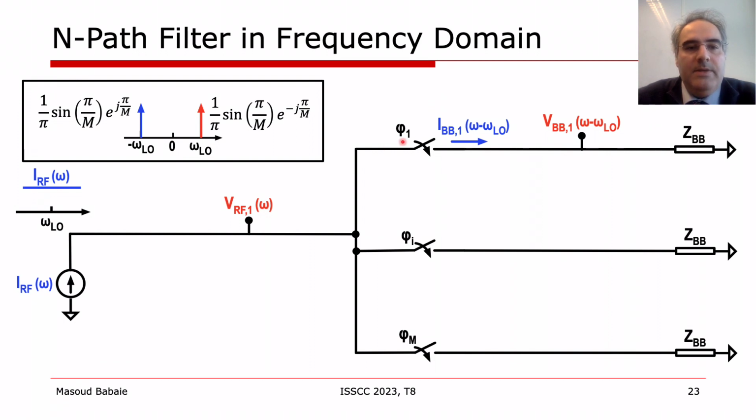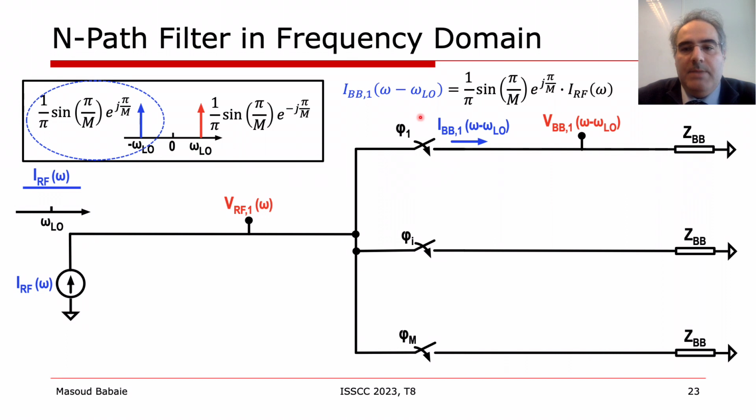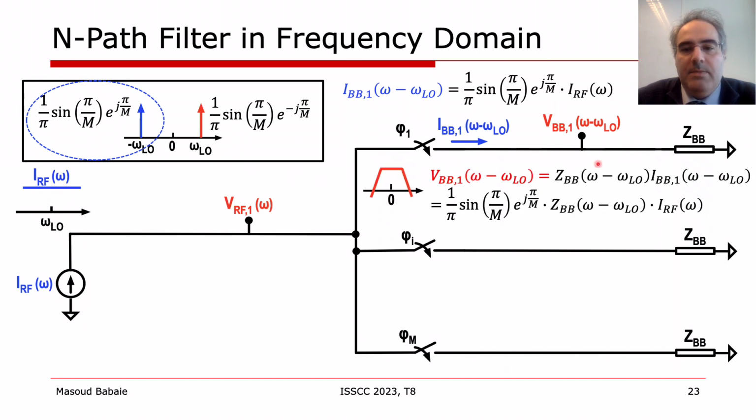First, consider the first branch. The input RF current is mixed with the negative sideband of the first phase of the LO and generates a baseband current IBB1. This current flows into the baseband impedance ZBB, which is a low-pass filter here, and generates a baseband voltage VBB1, which can be calculated by this equation.